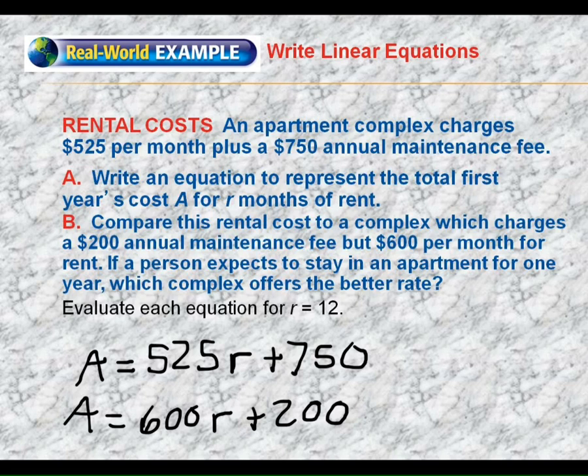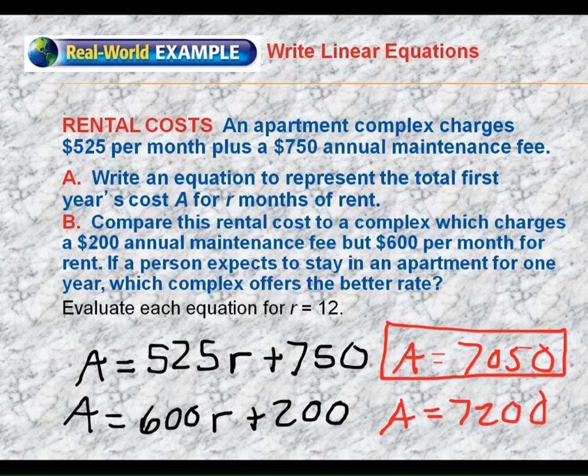Yeah, just plug 12 in for R. Does anybody have a calculator out in front of them? If you could do 525 times 12 plus 750. One is $7,050 for the whole year. What about apartment 2 if we plug in 12 there? What is it? $7,200. So that means apartment 1 is cheaper for the whole year, even though the maintenance cost is a lot more. After 12 months, it's less expensive than the second one.